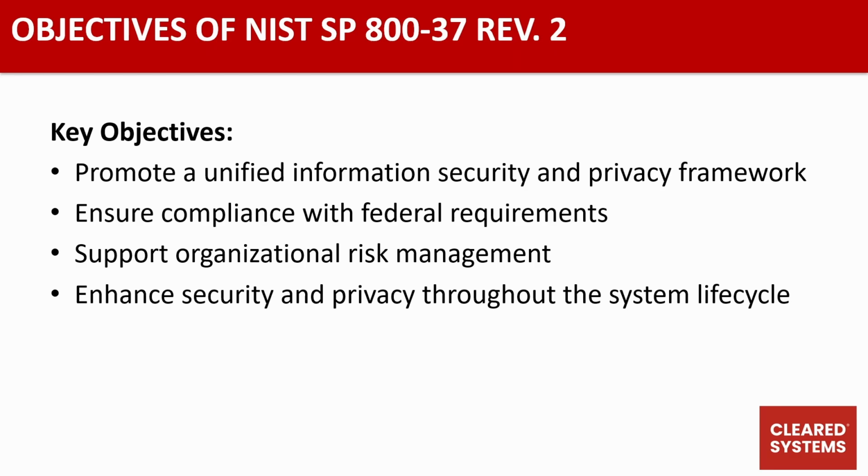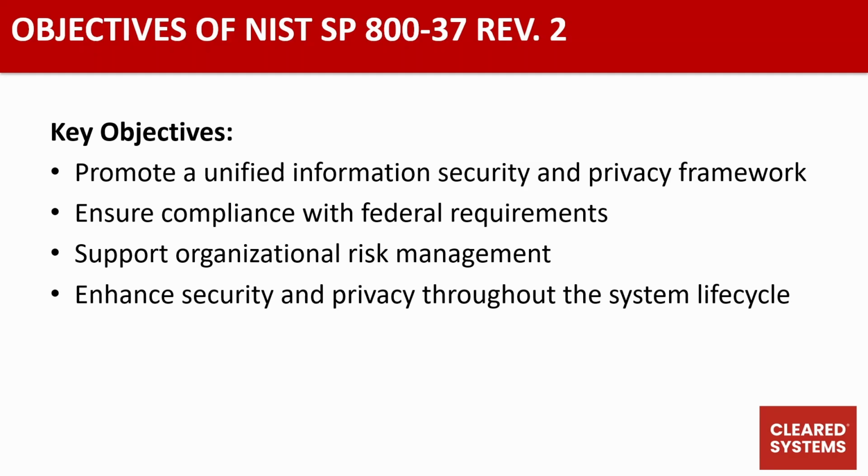Some of the objectives of NIST SP 837 Revision 2 are to promote a unified information security and privacy framework, to ensure compliance with federal requirements, to support organizational risk management, and to enhance security and privacy throughout the system lifecycle. These objectives help organizations maintain a strong security posture and manage risk comprehensively.